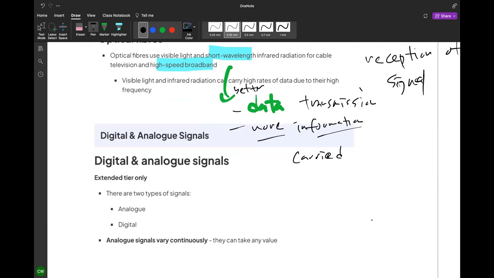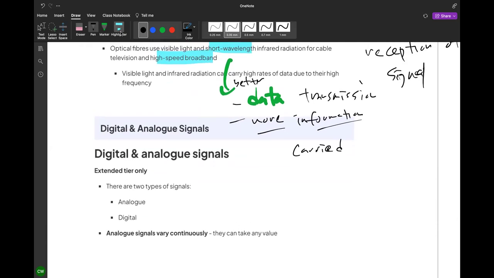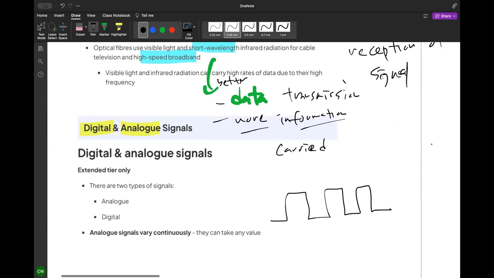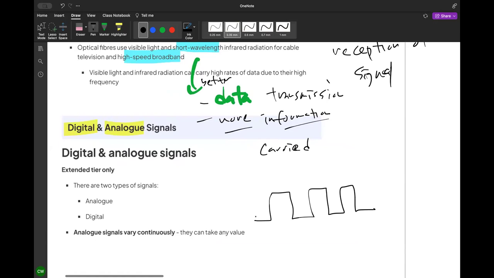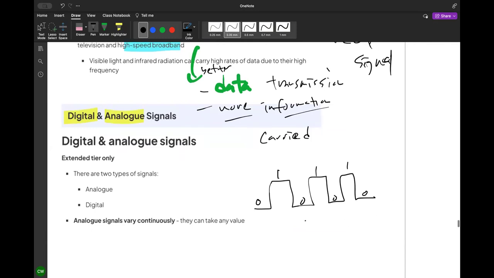Okay. The last part you need to know about the digital and analog. Do you know digital signal? How do you know the signal is digital? Like this is digital. Because you got low, high, low, high, low, high, low, high. Low is what? 0. High is 1. 0, 1, 0, 1, 0.